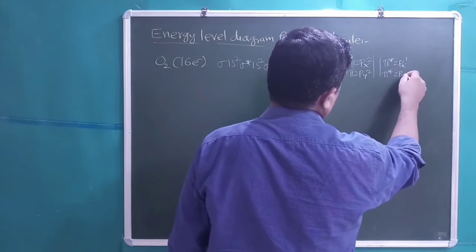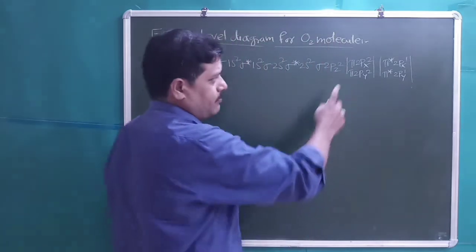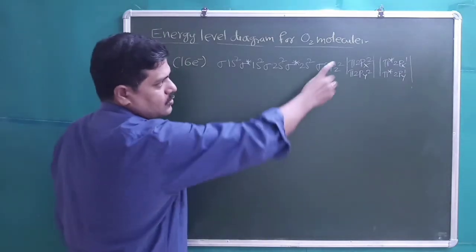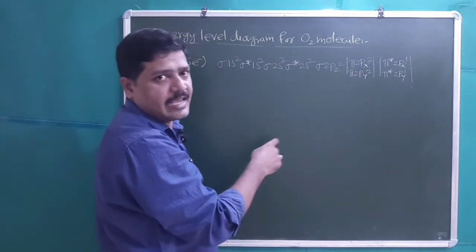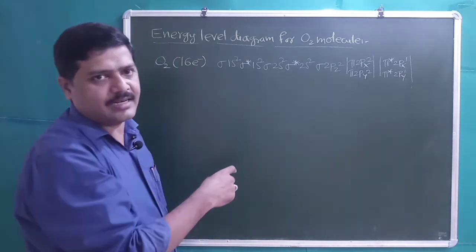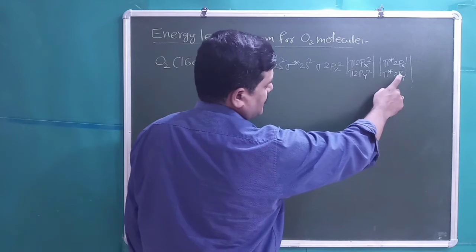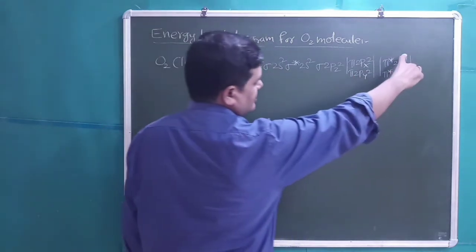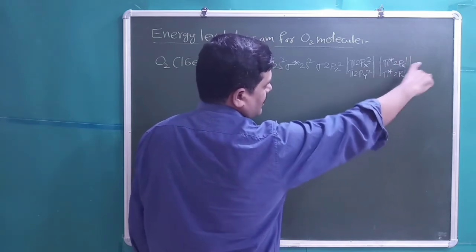In the degenerated orbitals, while filling the electrons, they are filled singly and then pairing will occur according to Hund's rule. These two orbitals are degenerated orbitals. Orbitals having the same energy are called degenerated orbitals. Pi star 2px and pi star 2py are also degenerated orbitals. While filling the electrons in the degenerated orbitals, they are filled singly and then pairing will occur.